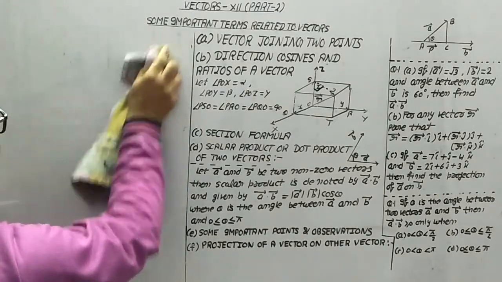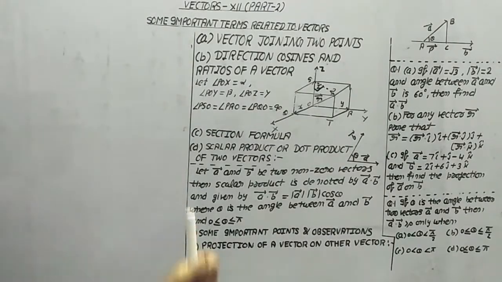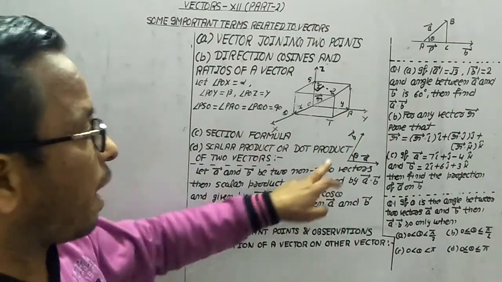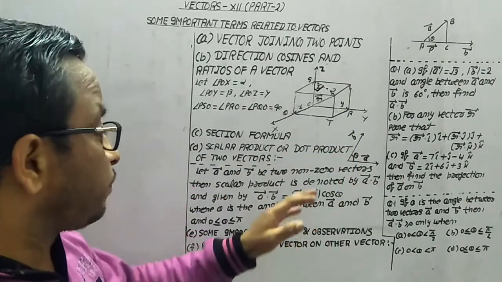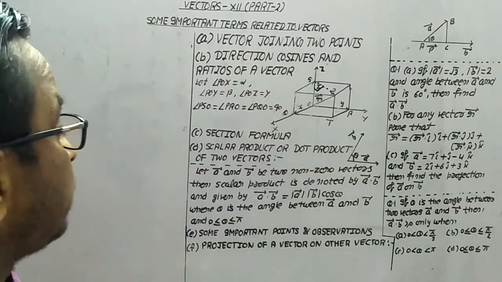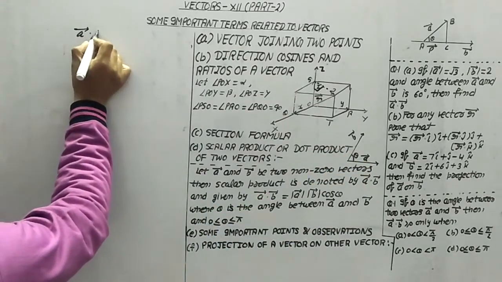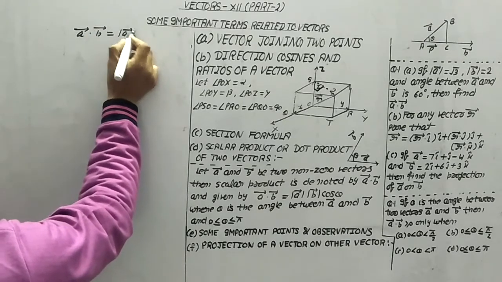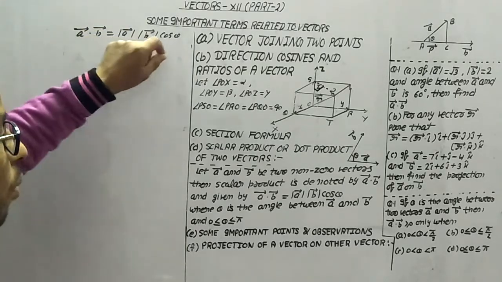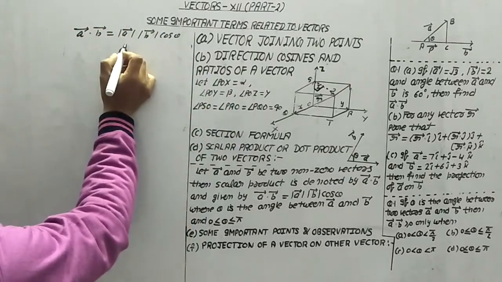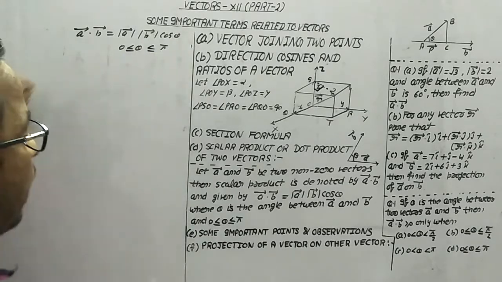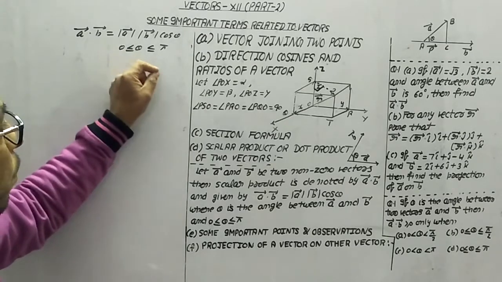Now come to the very, very important point: scalar product or dot product of two vectors. Let us consider we have a vector A and a vector B, which are non-zero vectors, and the angle between them is theta. Then the scalar product is given by A dot B equals magnitude of A, magnitude of B, cos theta. The condition is that A and B are non-zero vectors and theta is greater than or equal to 0 and less than or equal to pi.